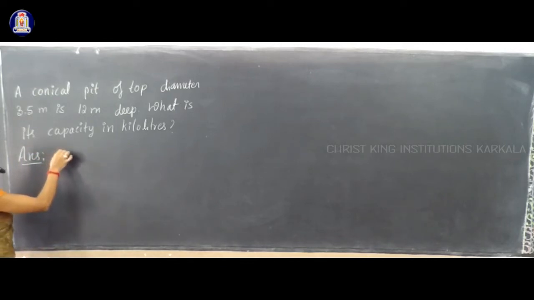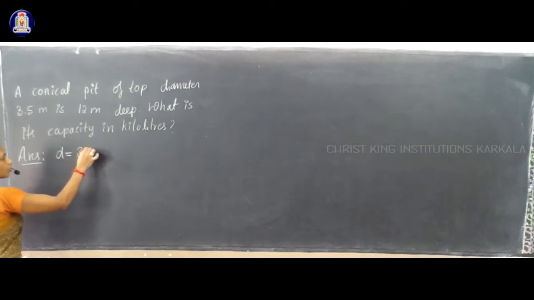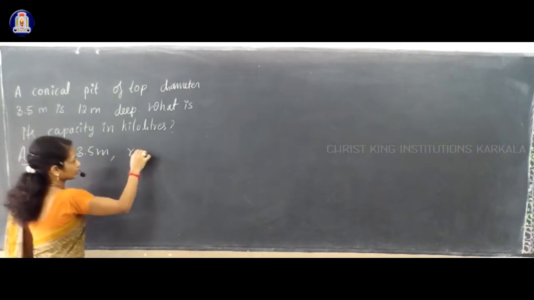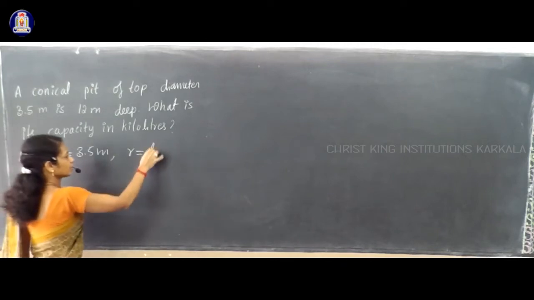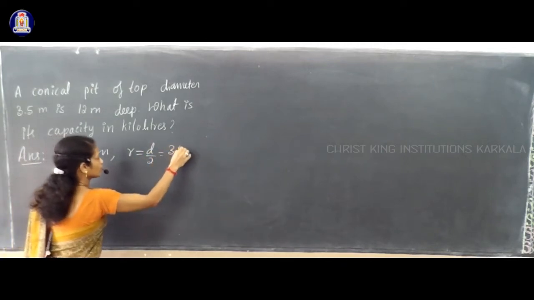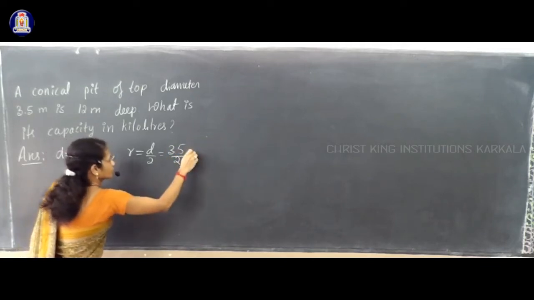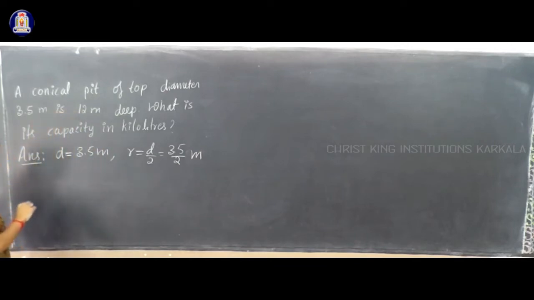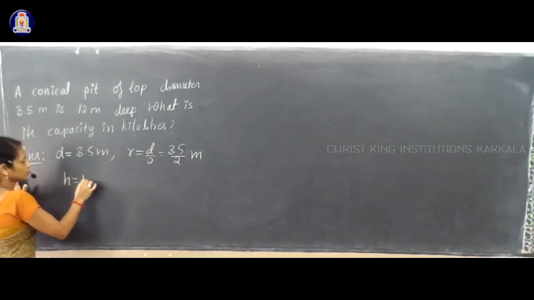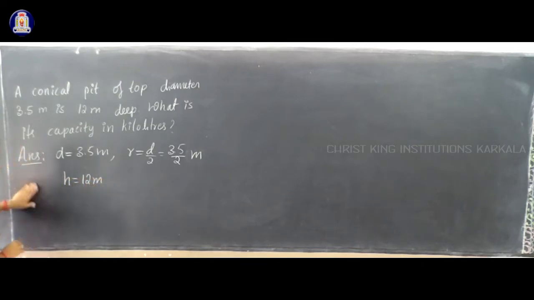Okay, and what are we given? We are given diameter is equal to 3.5 meter, and we need the radius. So radius is d by 2, that is equal to 3.5 divided by 2, that is in meter, and deep is 12 meter. Deep means that will be height. Suppose the conical pit is like this. This is the deep. If you see from the top, that is deep. If you see from the bottom, that gives you height. So deep that you have to take as height. h is equal to 12 meter, and we have to find the capacity.